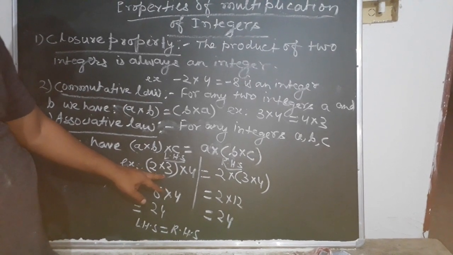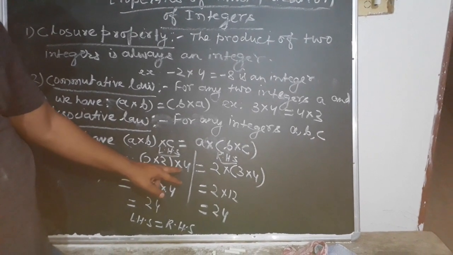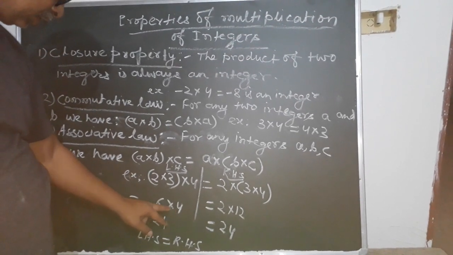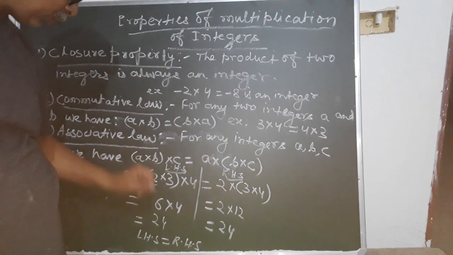So 2 multiplied by 3, it is inside the bracket and 4 is outside the bracket. So 2 into 3, it will be 6. 6 into 4, that is equal to 24.